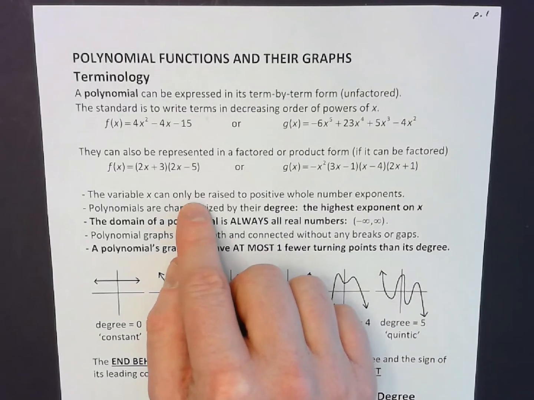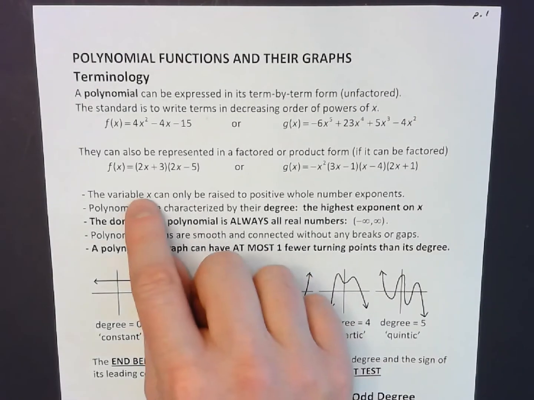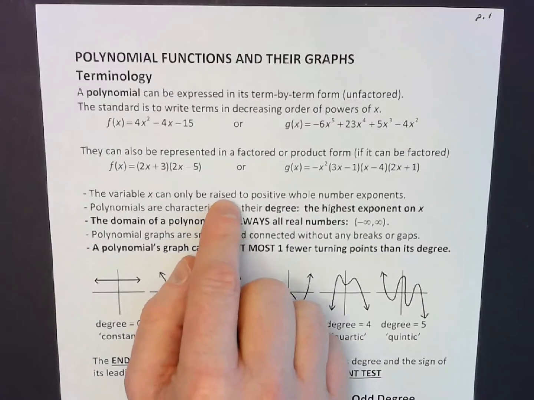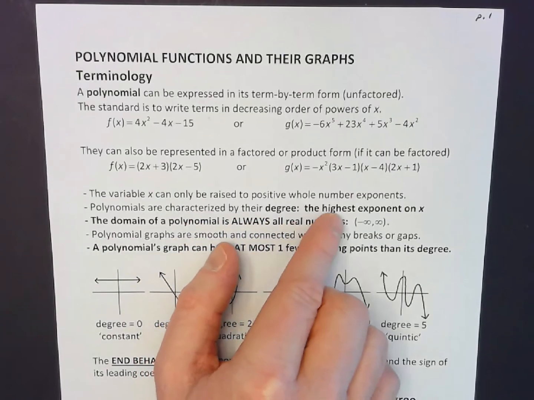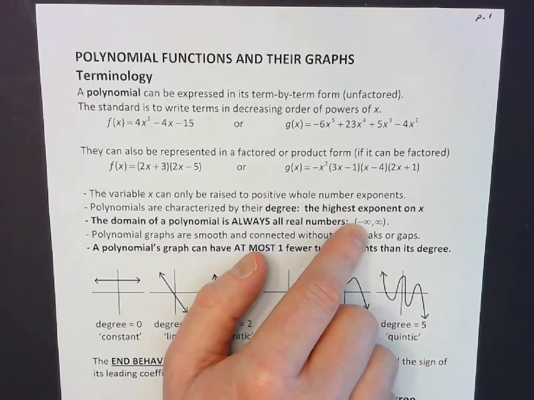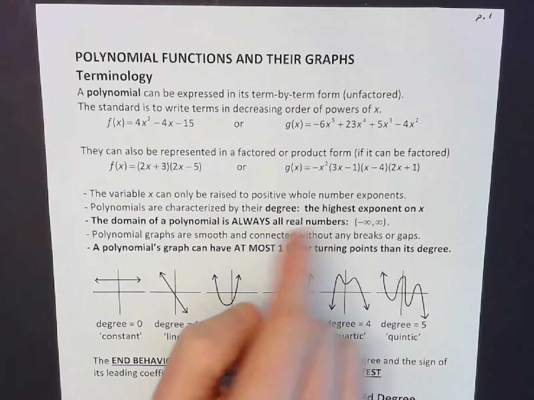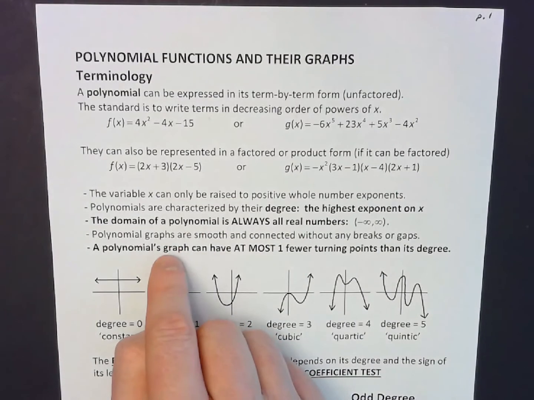So first of all, we know that in order for a polynomial function, x can be only raised to a positive whole number exponent. The polynomials are characterized by the degree. It's just the highest powered exponent in there. We know that the domain for every polynomial is negative to positive infinity. And you can graph out a polynomial with a smooth curve. It's never going to have any gaps or asymptotes or anything like that.